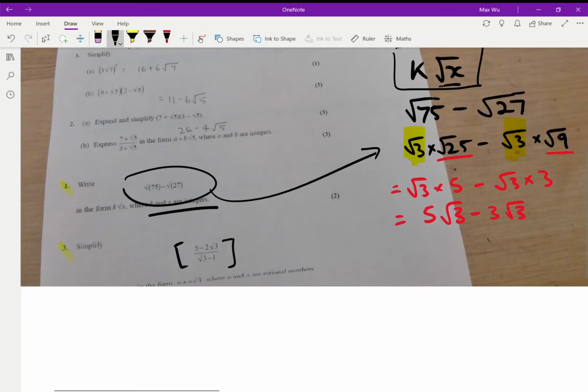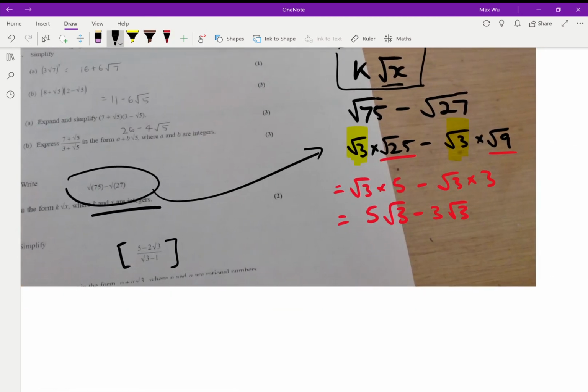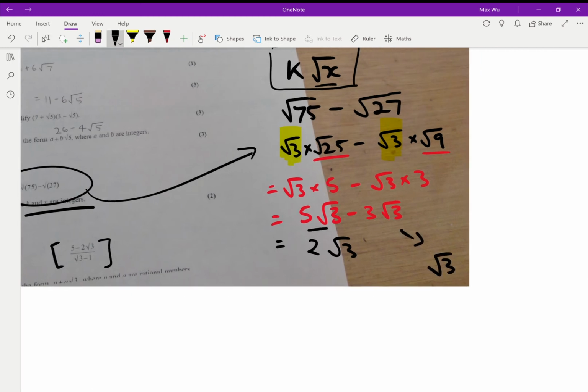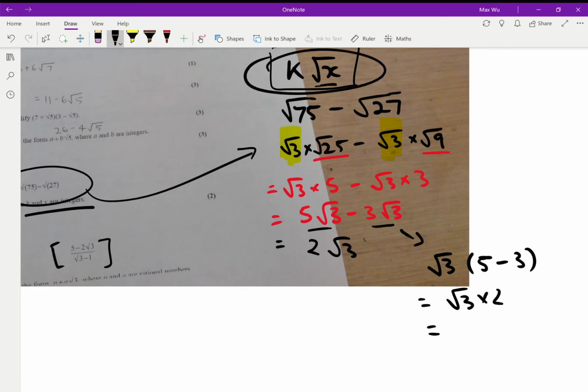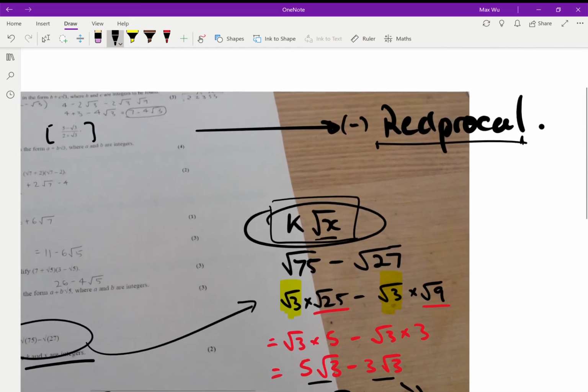Now you can approach it in two ways. You can say 5 cookies minus 3 cookies. We'll say square root 3 is a cookie. It will just be 2 cookies, right? Or you can factorize square root 3. So you divide both by square root 3, and you would just get 5 minus 3, which would be square root 3 times 2, and we can write it in this form, which is 2 square root 3. Lovely. That first bit is done.